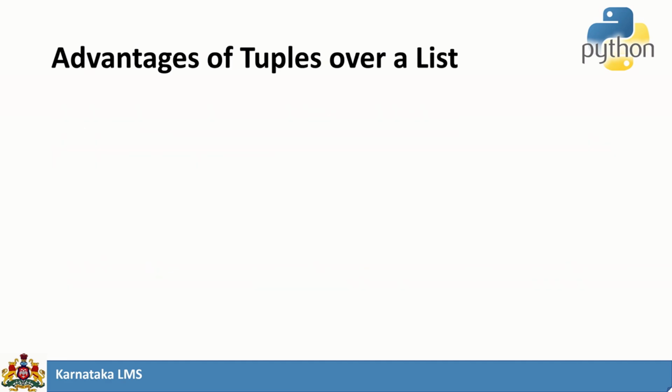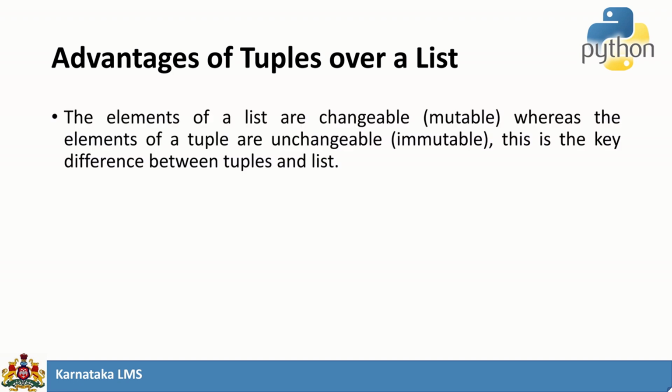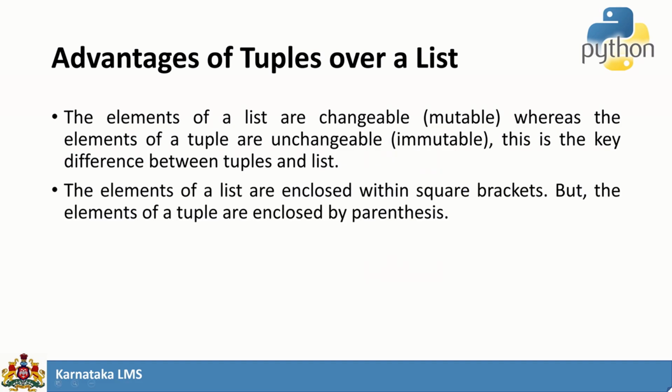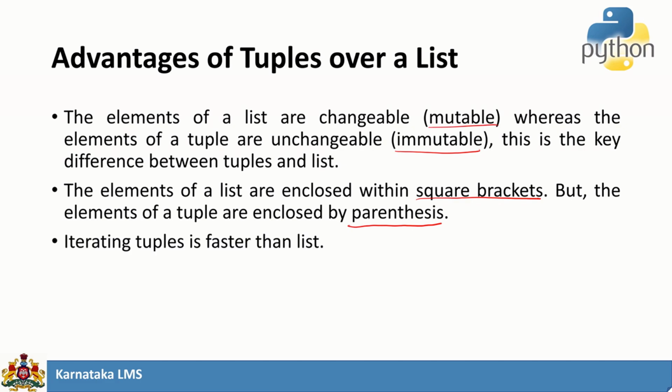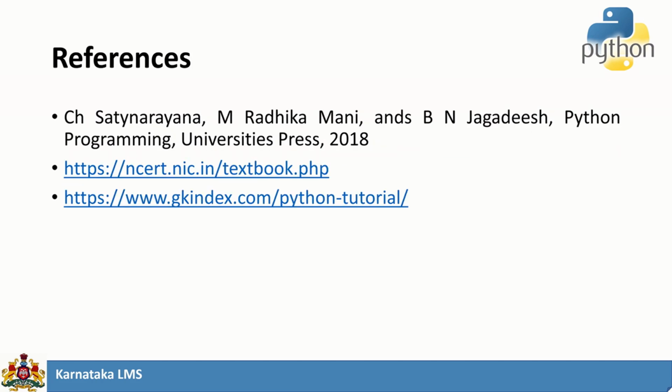We have two sequence data types, list and tuples. What is the advantage of tuples over list? We know list is mutable whereas tuples are immutable. So when you want to keep some elements which are not allowed to change, or we don't want to change any of the elements, then we can keep them as a tuple. The elements of the list are enclosed within square brackets, whereas the tuples are given within parentheses. Iteration of tuples is faster than the list since it is immutable.